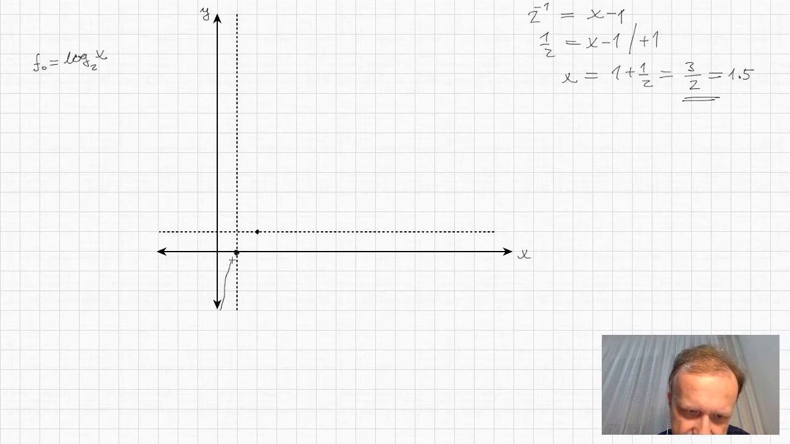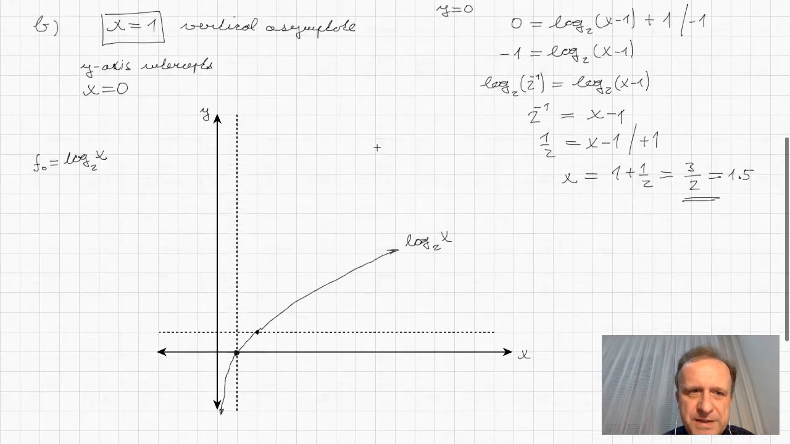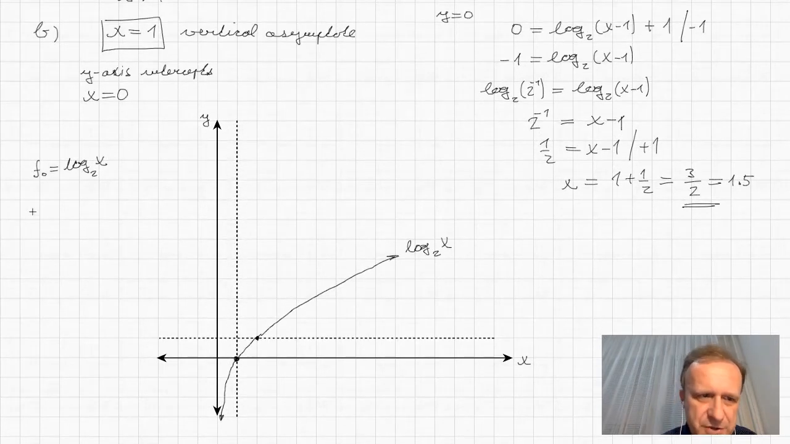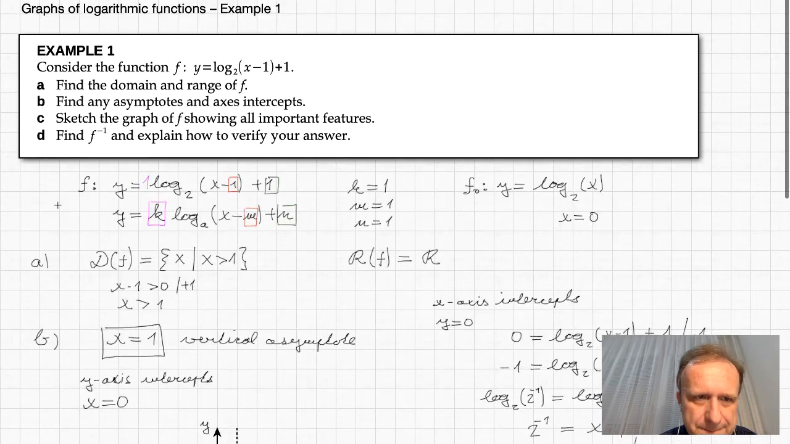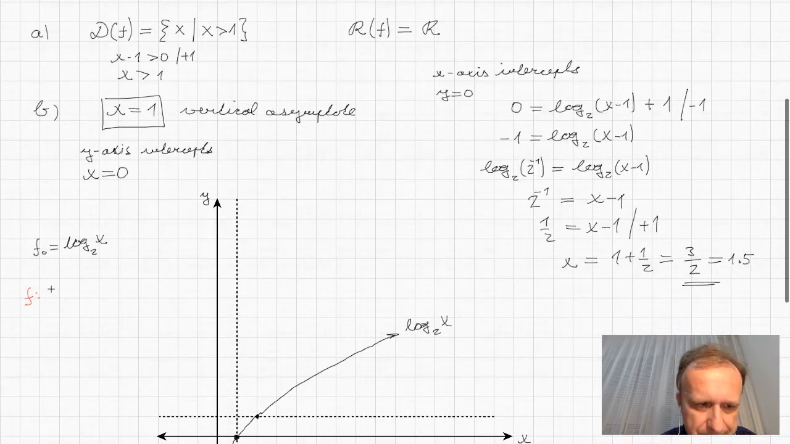So it has the y-axis as its vertical asymptote, which it approaches but never reaches, and it is perhaps in this form. So this would be the logarithm in base 2 of x. Now we need to draw or sketch the graph of the function f, which is the function y equals logarithm in base 2 of x minus 1 plus 1.